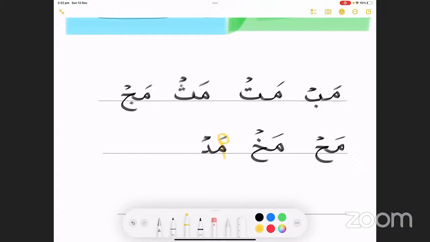Meem fatha dal sukun, mada. You guys see that? Meem fatha dal sukun, mada. We don't say meem fatha ma and then come to dal sukun. No, if you say dal sukun, there is no sound to dal sukun unless there is something else with it. Please, this one.